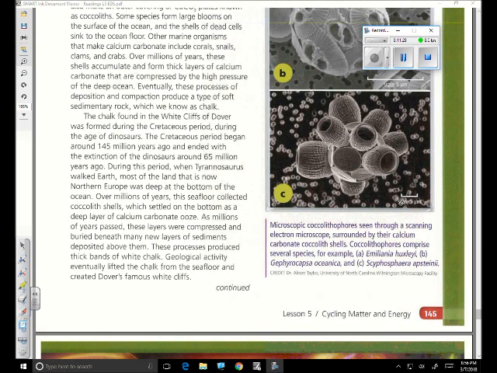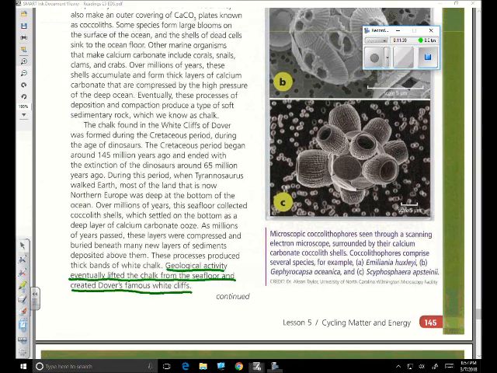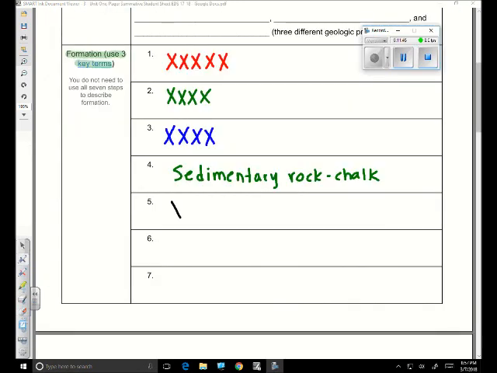Finally, you have number 5, which says geological activity eventually lifted the chalk from the seafloor and created Dover's famous white cliffs. So that's number 5 step. So right here on number 5, you need to write a complete sentence about how the cliffs rose up out of the ocean because of geological uplifting. So you need to put that in a complete sentence.